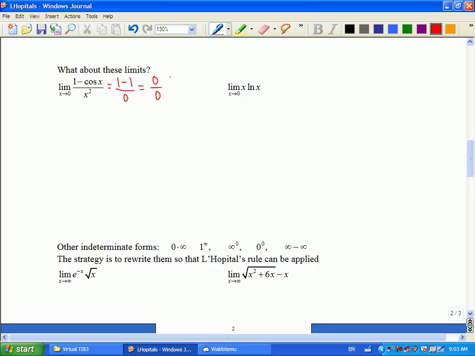So far, so good. L'Hopital's rule applies. Let's use it. So that'll be sine of x over 2x. So the sine of x is 0 and a 0. So I still have an indeterminate form, one which I don't have an answer for. So we can use L'Hopital's rule yet again.